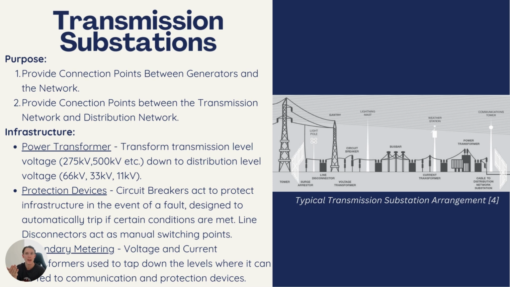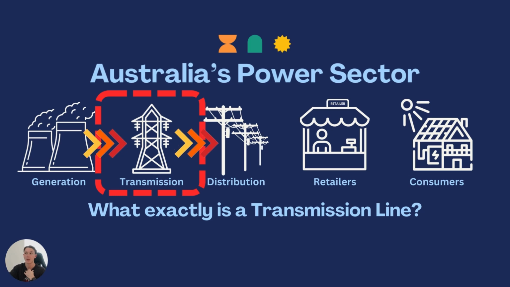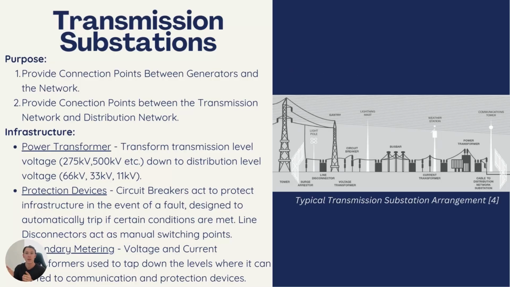This makes pretty good sense if we go back to that original diagram. As we can see here, transmission sits between generation and distribution, so the purpose of these transmission substations is to provide that link exactly. With reference to the figure on the right, we use a range of different infrastructure in this substation. Probably the main bit of infrastructure is what we call a power transformer, which essentially transforms our transmission level voltage, which depending on what state you're in can be 275, 500,000 volts, etc., down to distribution level voltage, which again, depending on what state you're in, can be 66, 33, 11, 24, 36.